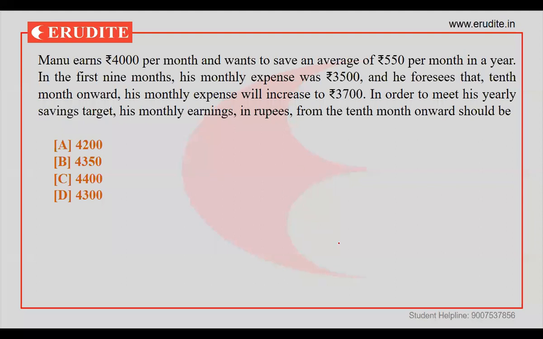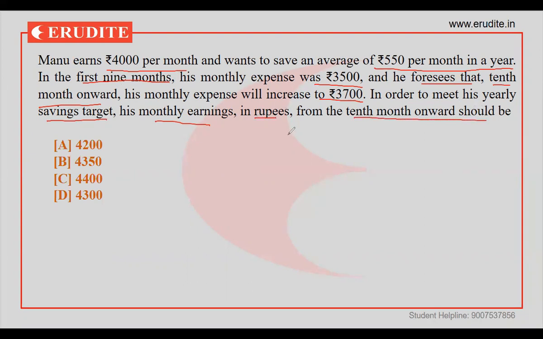Hello everyone. So we are going to discuss this question. This question came in CAT 2022, slot 2. So what they're saying here, Manu earns 4,000 per month and wants to save an average of 550 per month in a year. In the first 9 months, his monthly expenses was 3,500, and he foresees that 10th month onwards, his monthly expenses increases to 3,700.